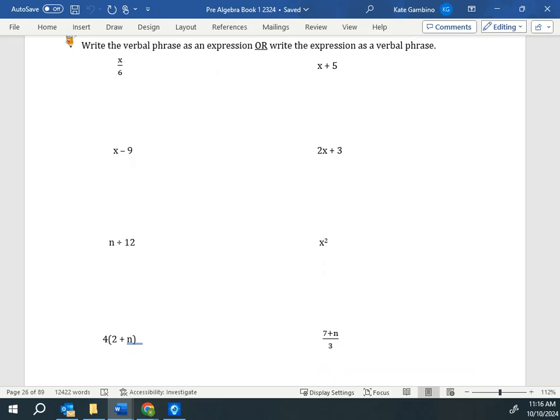Give it a shot, Eleanor. A number divided by 6. Is that the only thing I could put? I had all of these things in my table. I could say the quotient of a number and 6, because I know quotient means division, right? We can word things differently to mean the exact same thing. So there's not going to be only one right answer for this.